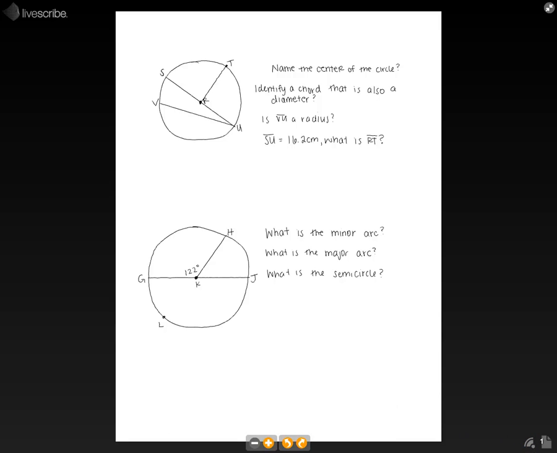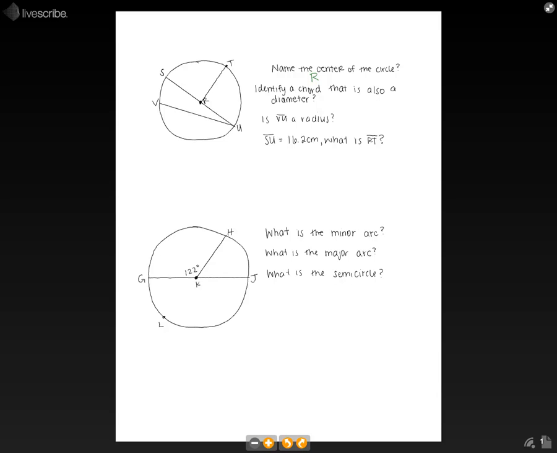In this pencast, we're going to discuss properties of circles. So our first circle, it asks us to name the center of the circle. So the center of our circle will be the point that is in the middle of a circle that is equidistant from every point on our circle. So as we see in this circle, our center is the point R.